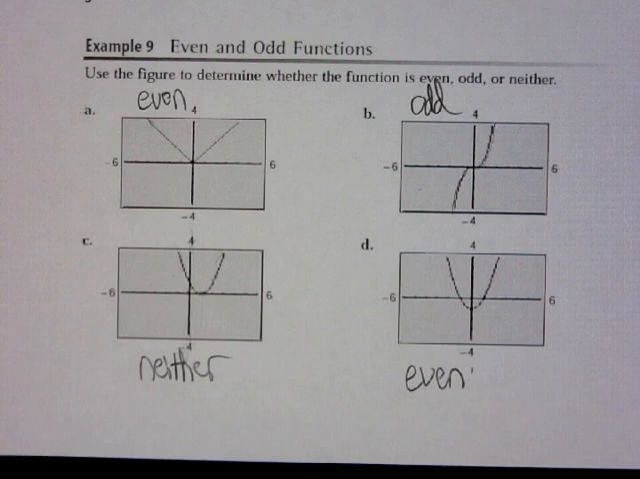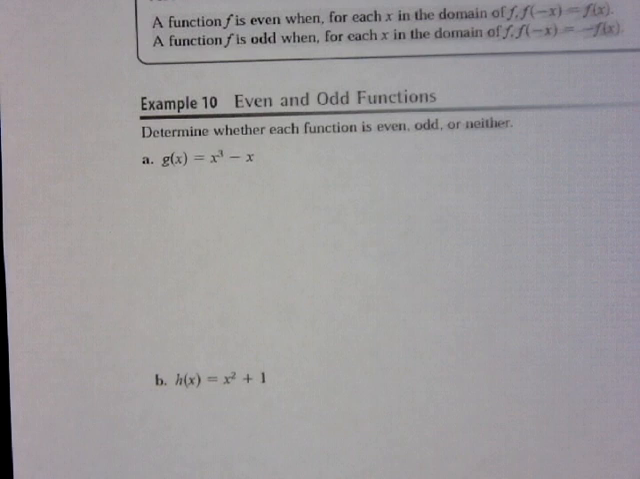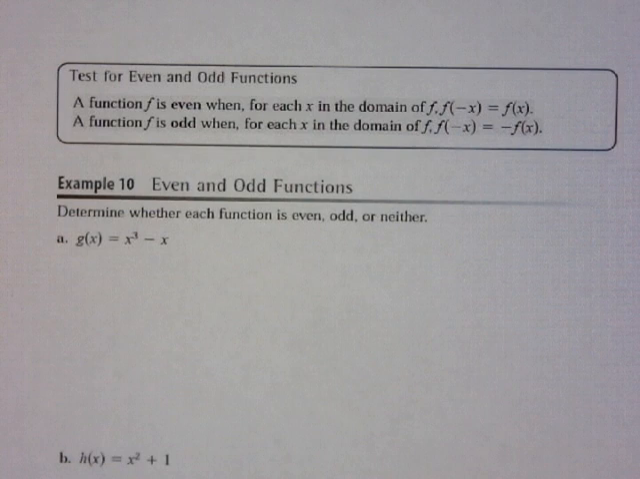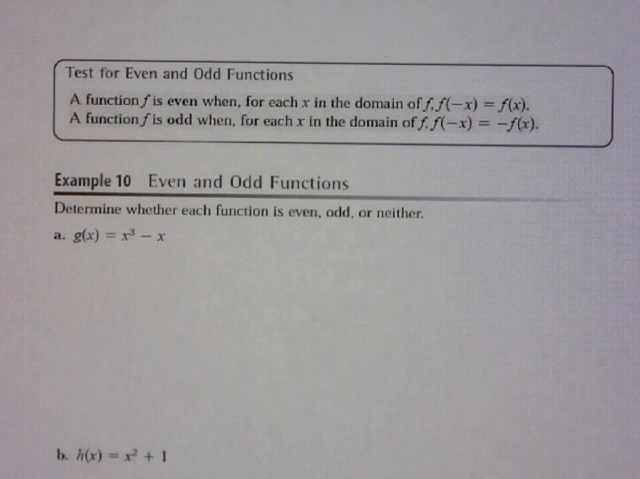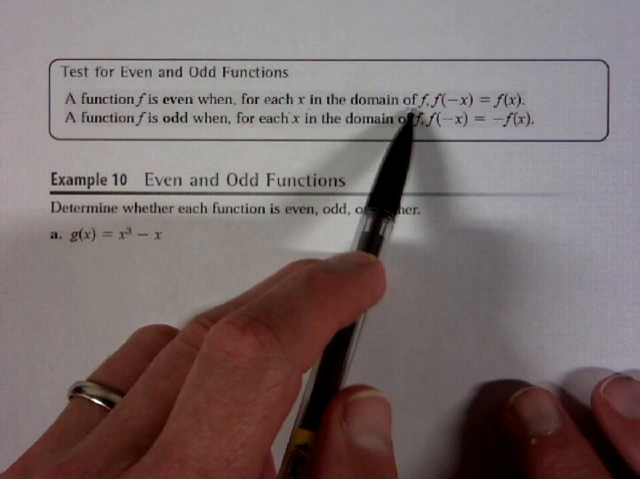Now, if they don't give you a graph, you can graph it, or there's also a way to figure out the equation, whether it's an even or odd function algebraically. And here's the test for it. A function is even when for each x in the domain of f, f of negative x is equal to f of x.